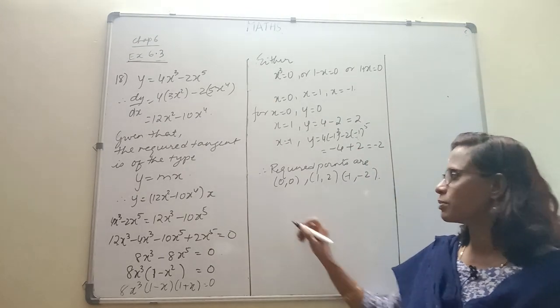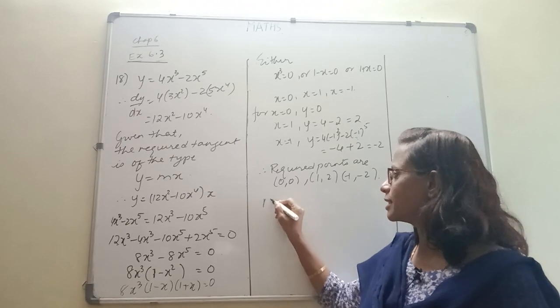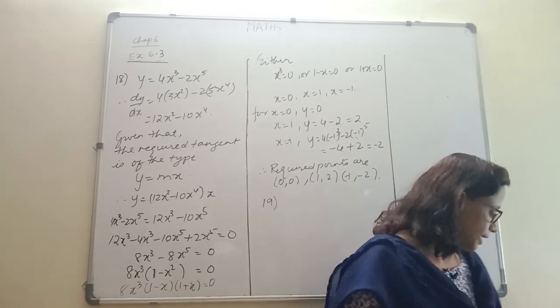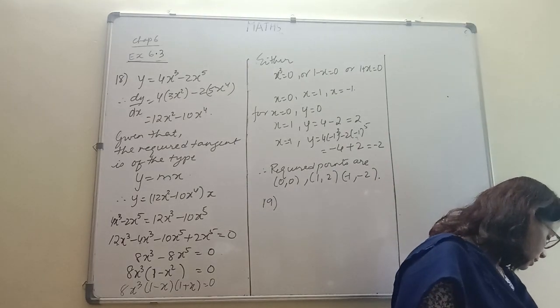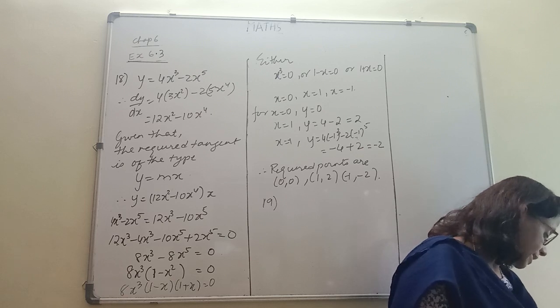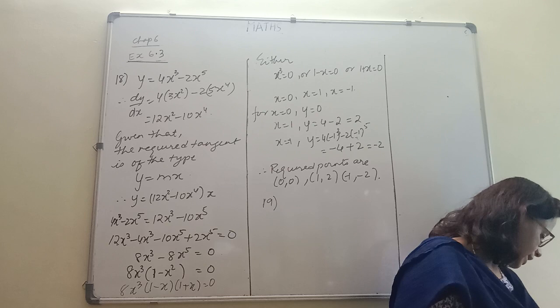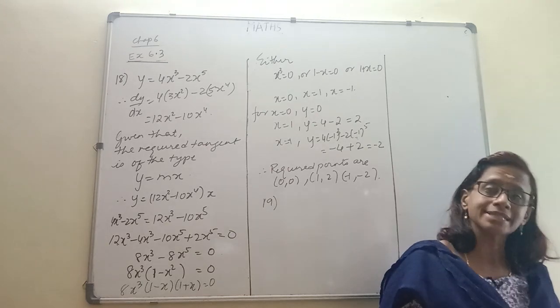So I think there's scope for one more problem. So let's do the next problem, problem number 19. Let's see what it says. Problem number 19 says that find the points on the curve x squared plus y squared minus 2x minus 3 at which the tangent is parallel to the x-axis.